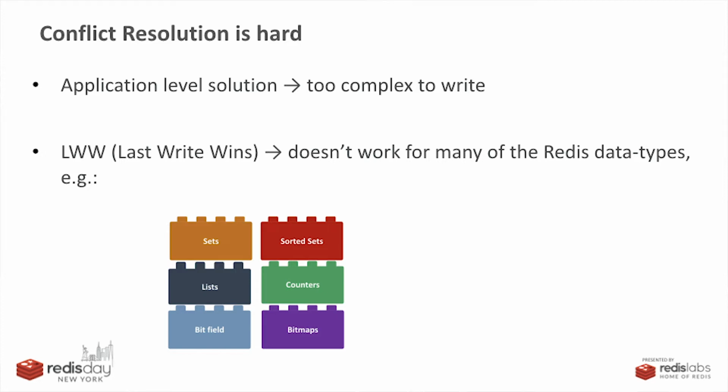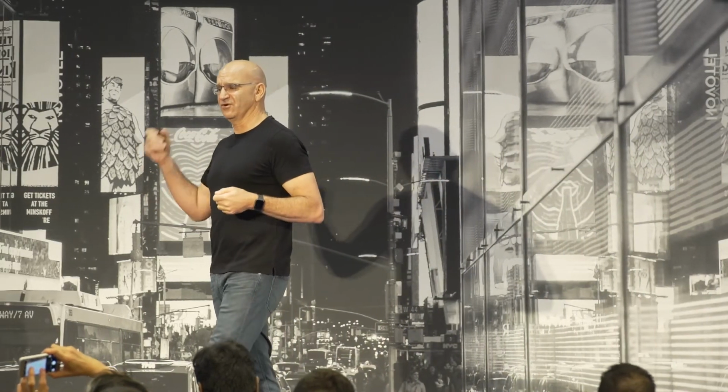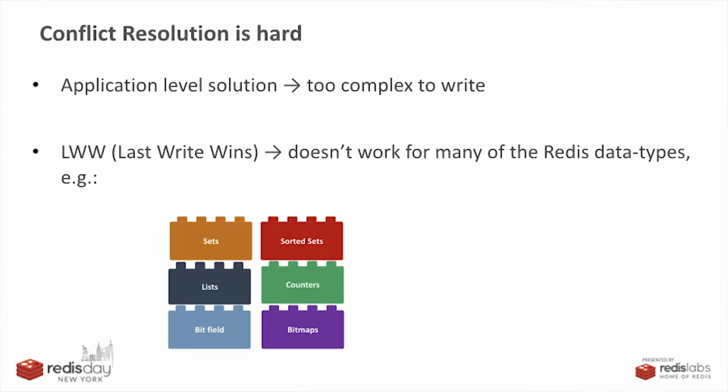Also, conflict resolution is a very hard problem to solve. You don't want to solve it at the application. And you don't want to use something that's called last write win, LWW. Because with Redis, when you have a very long list or a very long sorted set, you don't want someone that was not connected to you all of a sudden to erase it because they were the last one who wrote to that. So it doesn't work in this configuration.